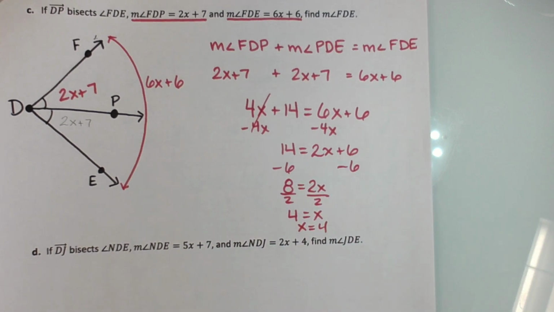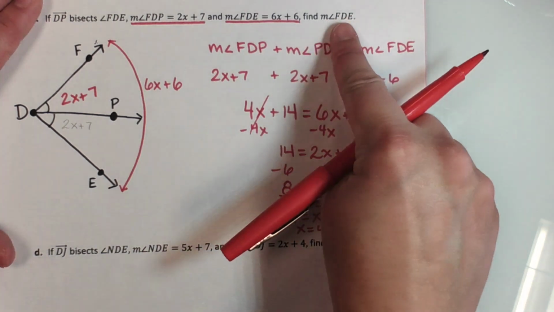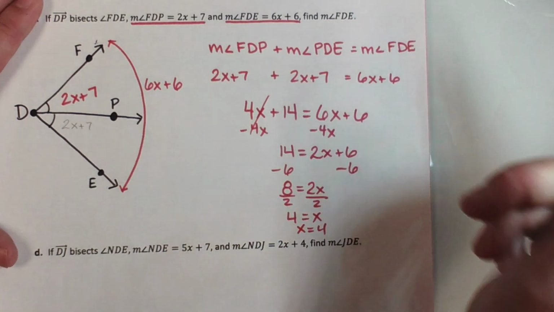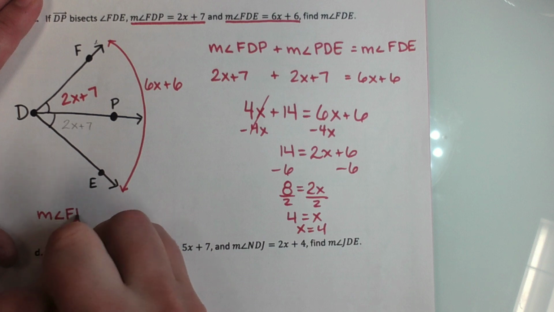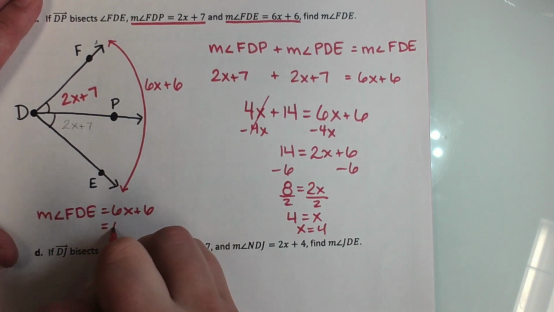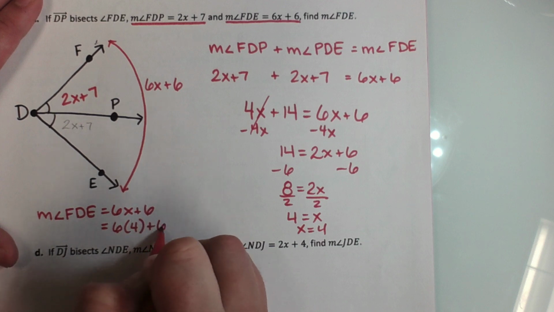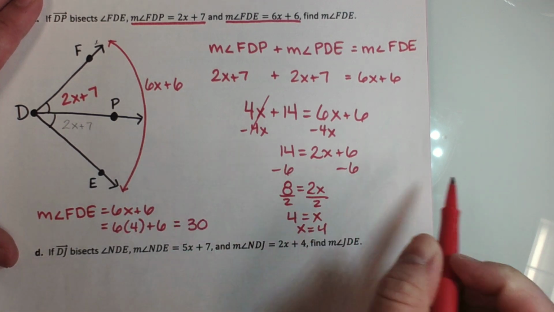Is that what we're supposed to solve for? No. Find the measure of angle FDE. Do we have an expression for FDE though? Yes, this time we do. FDE we knew to be 6x plus 6. So 6 times 4 plus 6 is 30.